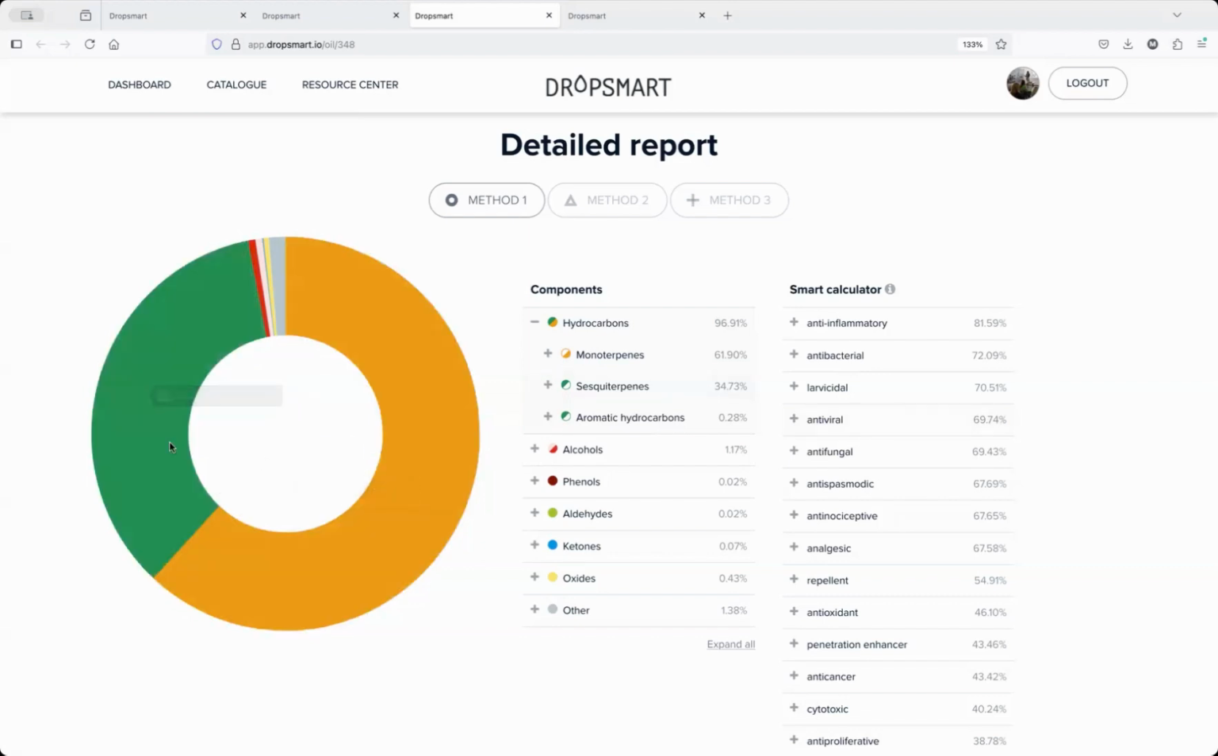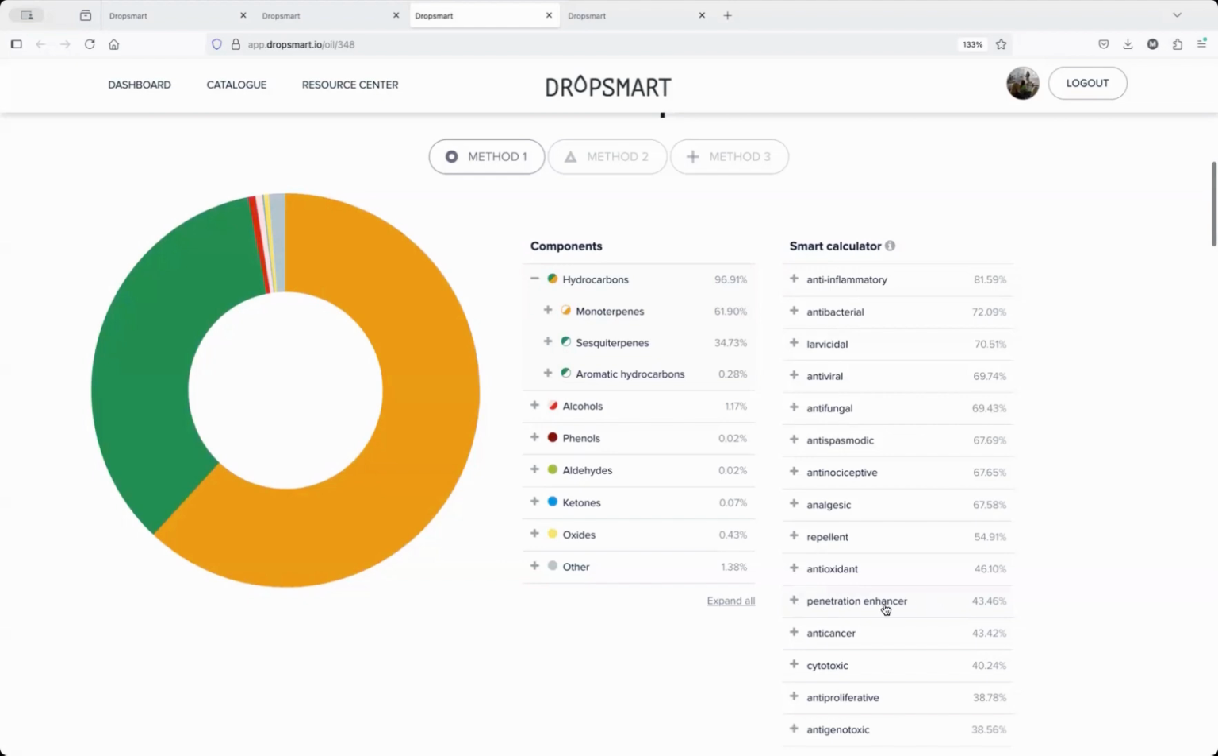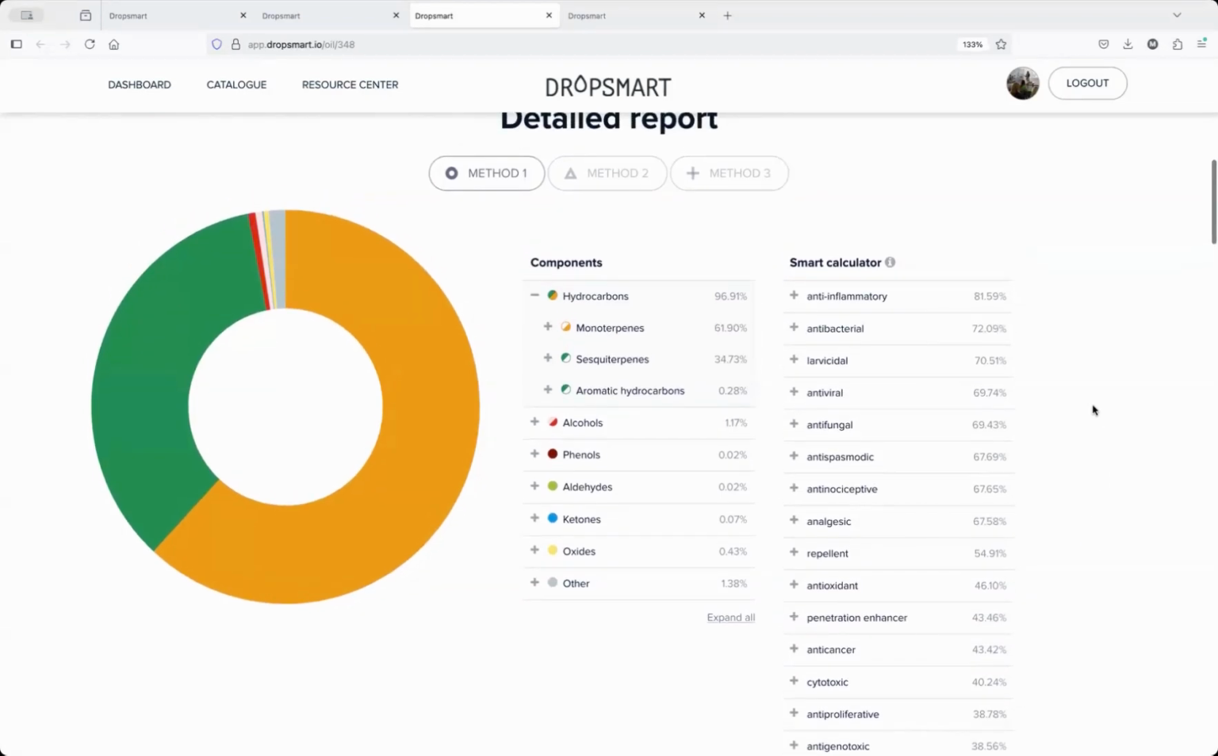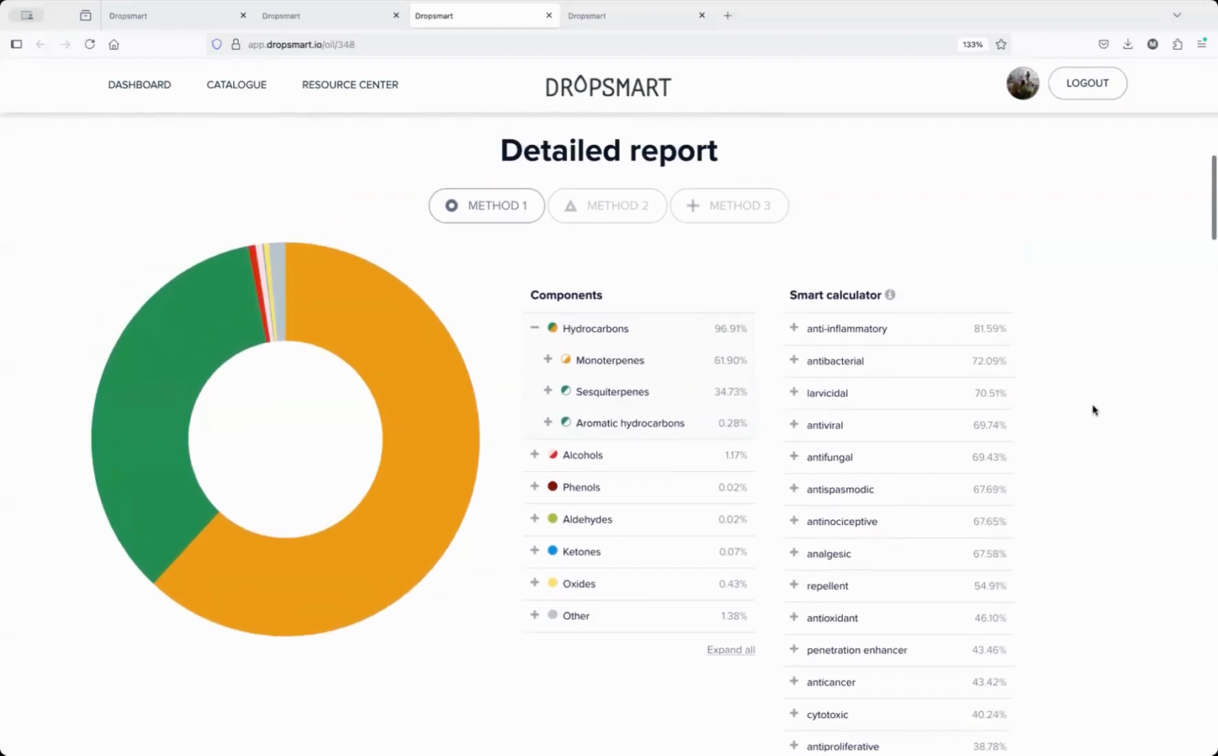I would add a middle note though. This oil doesn't seem like it will be intense because beta-caryophyllene is also not such an overpowering odor. So this oil is probably not that intense in its smell. And we have some great repellent action here. So it could be used for all of those pests. Penetration enhancer almost 50%. So very, very interesting things we can do with it.